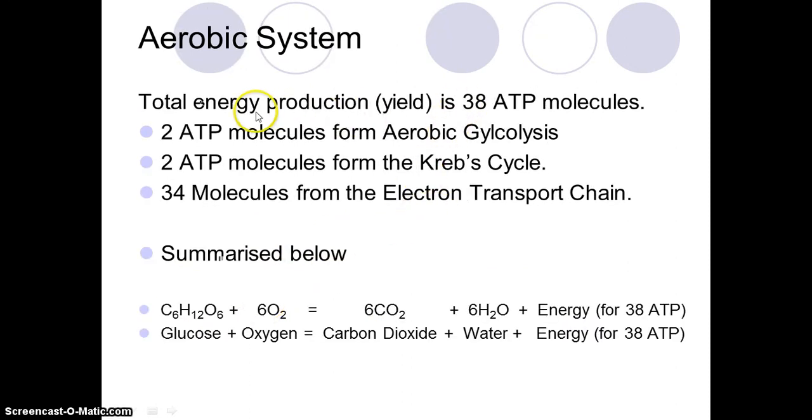So the total energy yield for the aerobic system is 38 ATP. Two from the aerobic glycolysis, which is the start, remember, of our lactic acid system, two from Krebs cycle, and then 34 from the electron transport chain at the end. At the bottom, again, it might help some of you, it might not. Effectively, what you've got overall is glucose plus oxygen equals carbon dioxide, water, and energy. The chemical representation of that is above it.